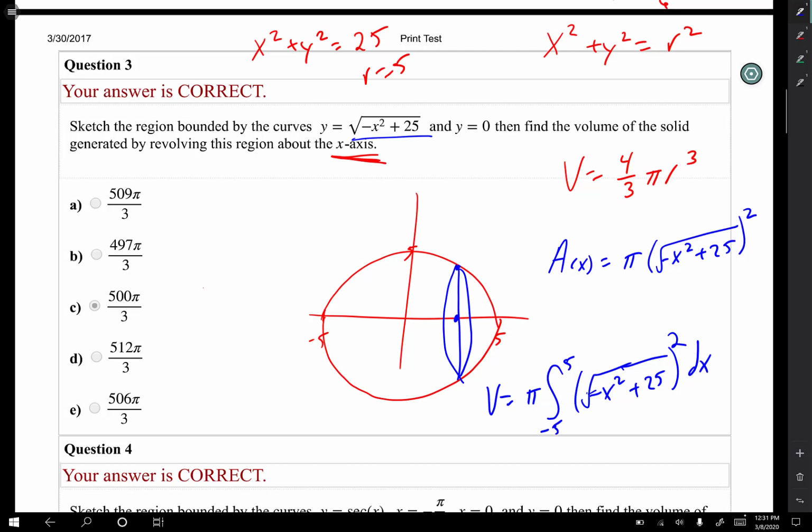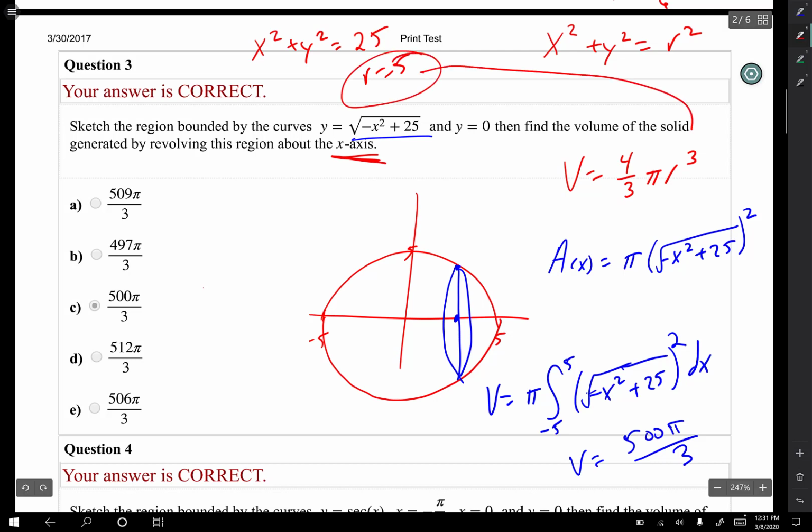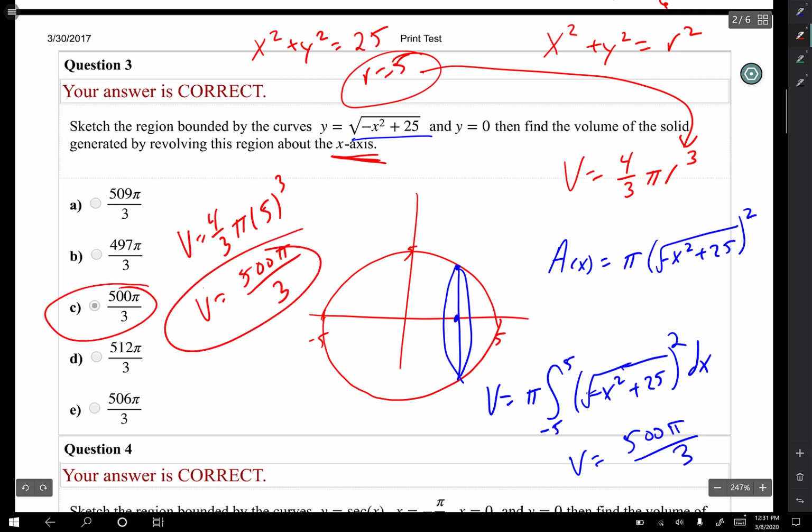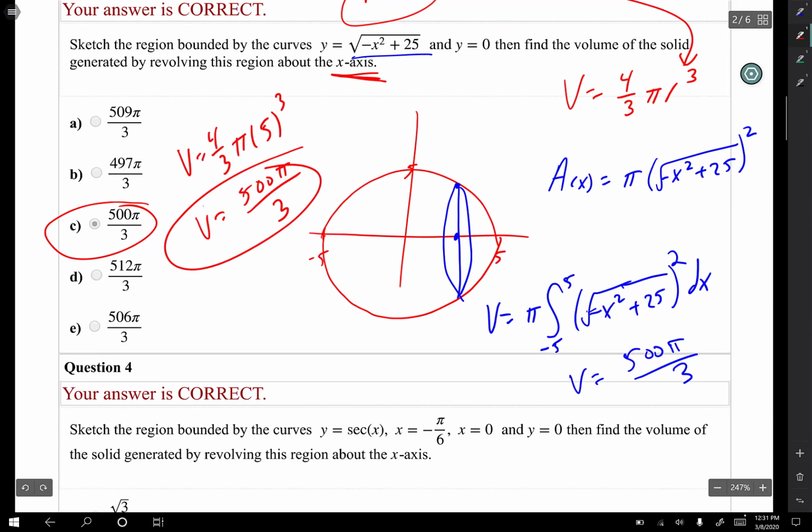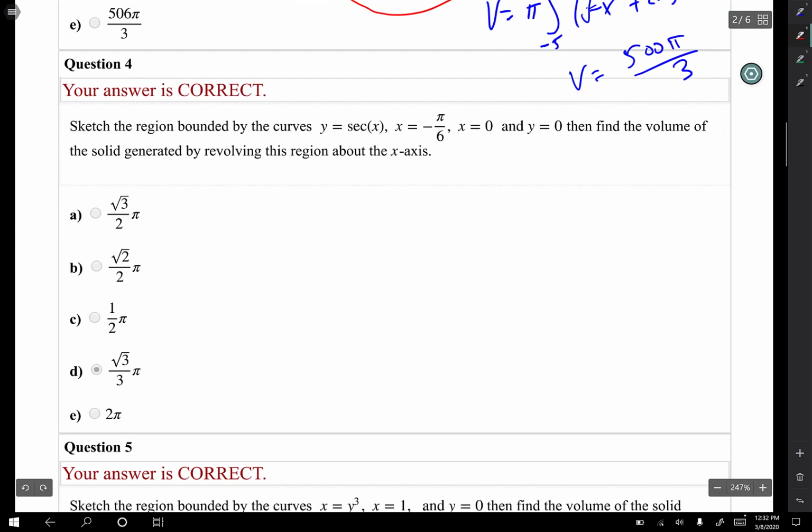So there it is. When you type it into the calculator, the square root and the square cancel each other out, and you will get 500 pi over 3. Now, this can be done without a calculator, guys, but I went ahead and did it in my calculator. Now, if you were to recognize, you can just plug in that r equals 5. So let's see if it would have worked. 4/3 pi times 5 cubed. 5 cubed is 125. 125 times 4 is 500. And OMG, 500 pi over 3. Look at that. You would have gotten it right. And no calculus. So you can see how it works, guys.